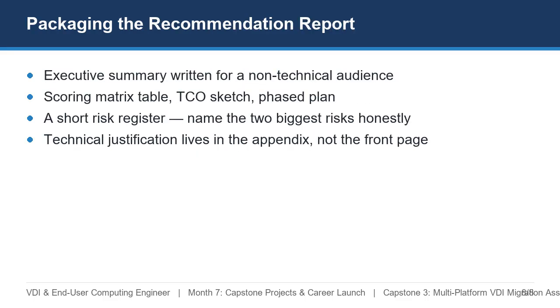Package this as a report or short deck with a confident executive summary up front, the scoring matrix and TCO sketch as supporting evidence, the phased plan, and an honest risk register naming the GPU compatibility risk and the user resistance risk during the pooled migration. Write the front page for the person who has to approve the budget, not the person who has to build it. That's portfolio artifact number 3.